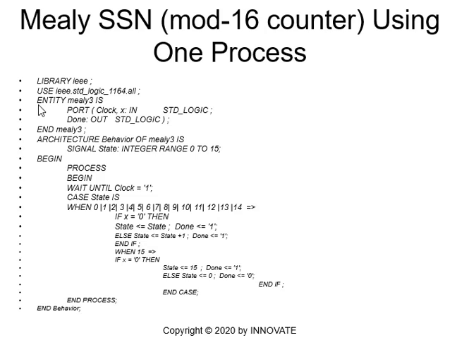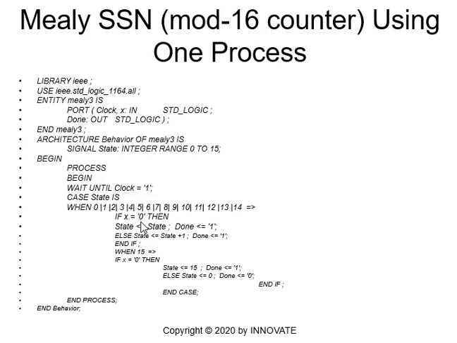Okay, so we'll see it as follows. Library IEEE, use IEEE standard logic 1164. Entity Mealy3 is port: we have clock, x_in standard logic, and we have done as an output in standard logic. We define done as an output from the machine. Architecture behavior of Mealy3 is signal state, this is a signal state, integer 0 to 15, because I have 16 states. Begin, process begin. Wait until the clock is 1. Case state is when 0 | 1 | 2 up until 14.